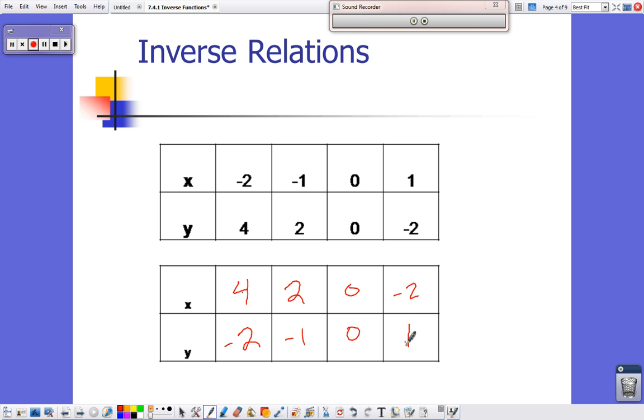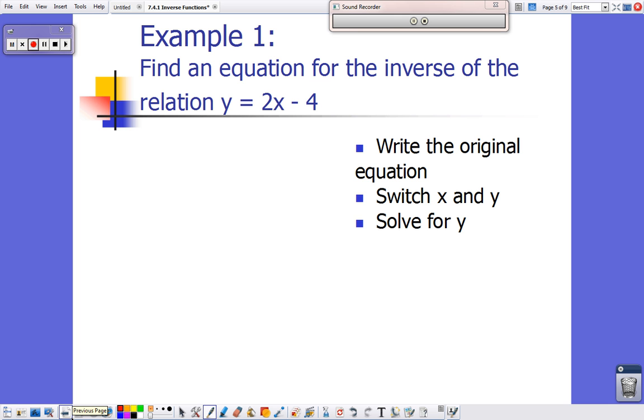Okay? So if I actually gave you an equation and said I want you to find the equation for the inverse of the relation y equals 2x minus 4, well, there's basically three steps. We're going to rewrite the original equation, y equals 2x minus 4. And then we need to switch the x and the y. So the y becomes the x, and the x becomes the y, minus 4.